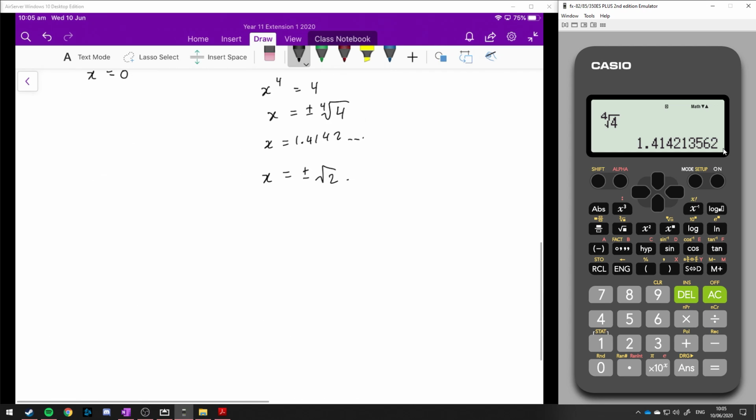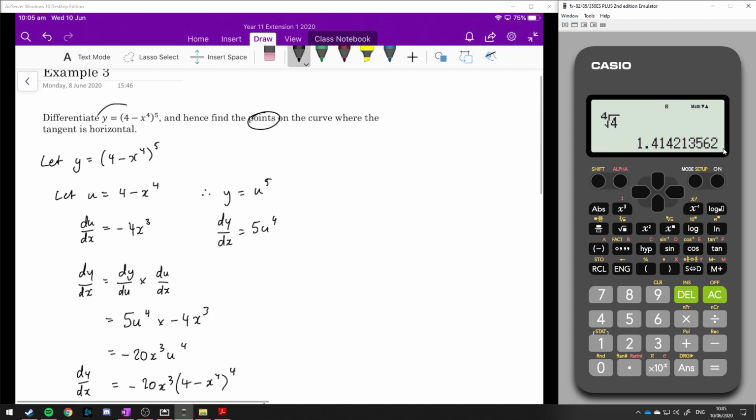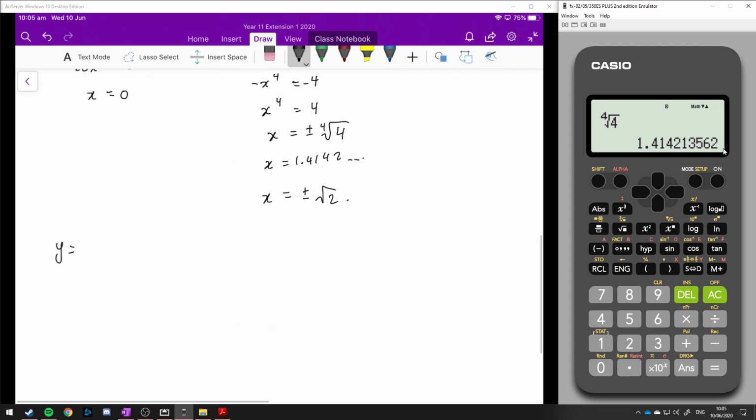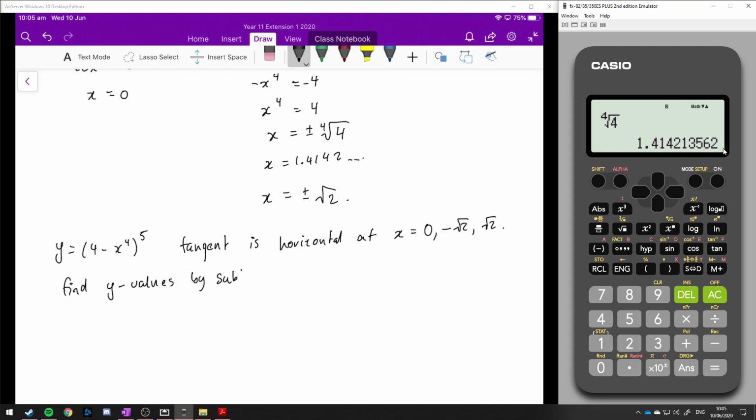So once we found our x values, we're going to resubstitute them back into this original equation, the function y is equal to 4 minus x to the power of 4, all to the power of 5. So what we're going to say is the tangent is horizontal at x is equal to 0, minus root 2 and root 2. So find y values by substituting into y equals 4 minus x to the power of 4, all to the power of 5.